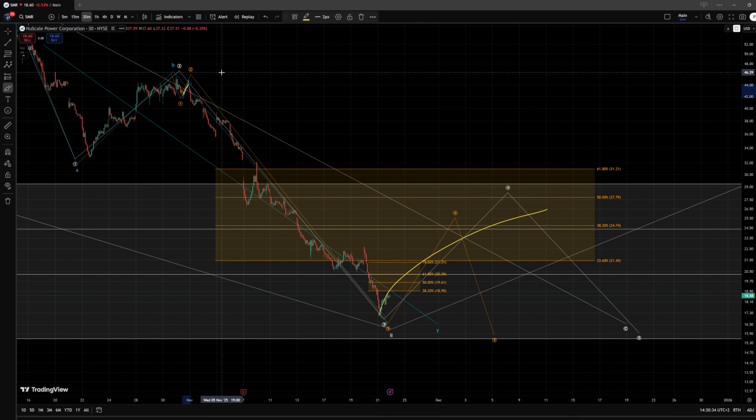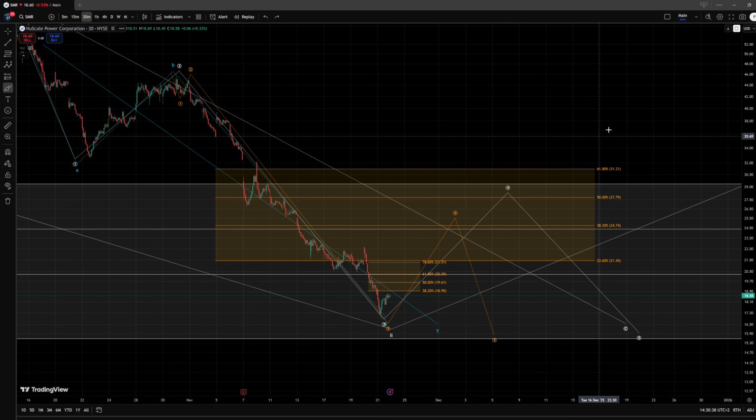I wanted to repeat this to make it even more clear, but these are the levels. This is the trade setup.